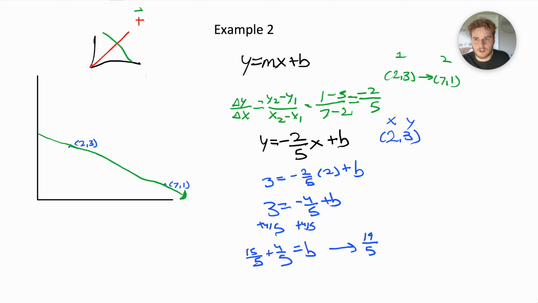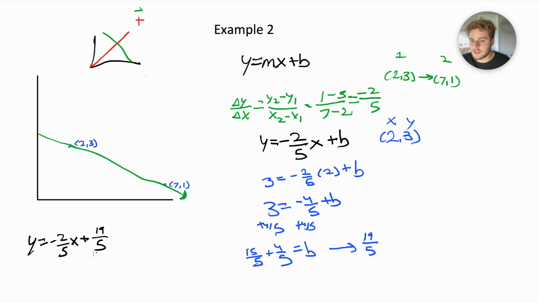So now we're going to look at all this in mind and write out the final equation. So we have y equals our m value, which in this case was negative 2 over 5, times x, plus the y-intercept, or b, which we found through our solving right here, to be 19 over 5. So that's a little more of a messy example, but it's important because you're not always going to get clean numbers when working with these.